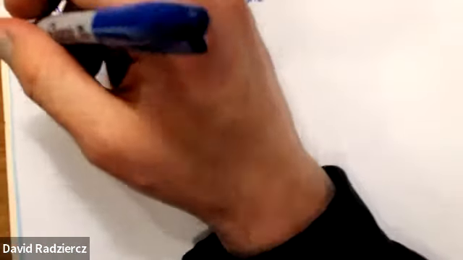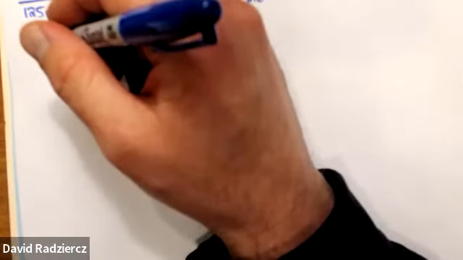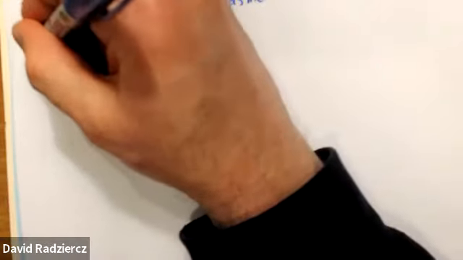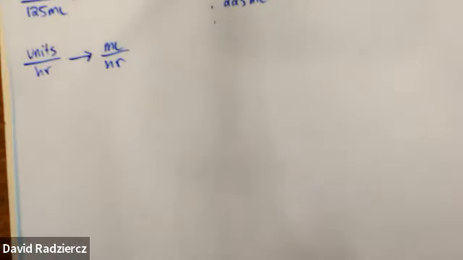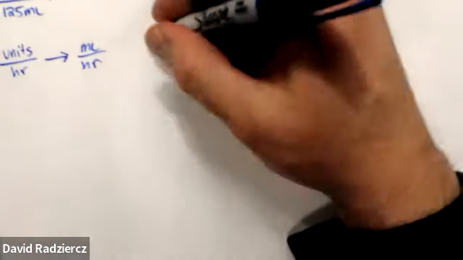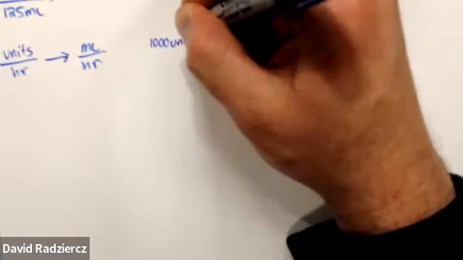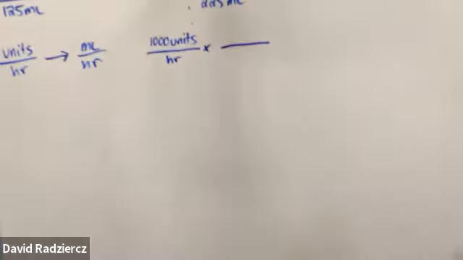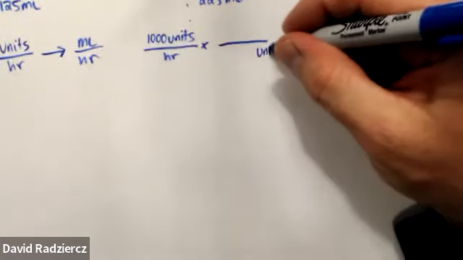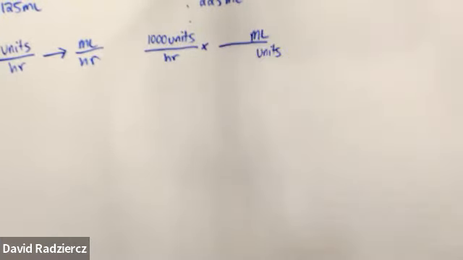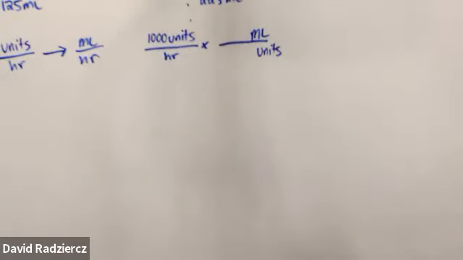Basically what I'm going to do is go from one flow rate, units per hour, to another flow rate, milliliters per hour. So essentially what they're asking you to do is take this and convert it to this. Units per hour, convert it to milliliters per hour. So my units per hour are 1,000 units per hour. But I don't want units per hour, I want milliliters per hour. So I need a way to get rid of units and give me milliliters. So I need to convert units to milliliters.